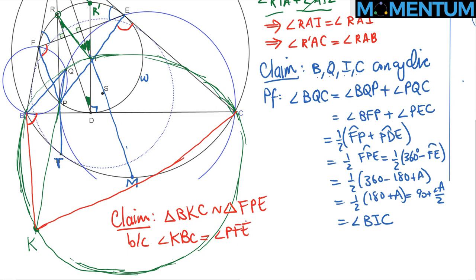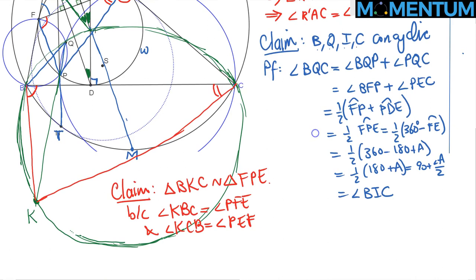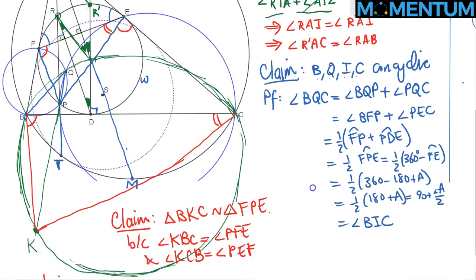It's very easy to show the other way as well. You can easily show also that this angle over here is actually congruent to this one as well, and angle KCB is congruent to angle PEF, and that would be sufficient to establish the desired similarity. Further, we can also show, that's a second claim, another claim, triangle BIC is also similar to triangle PFE.